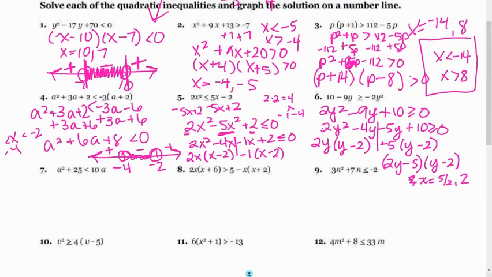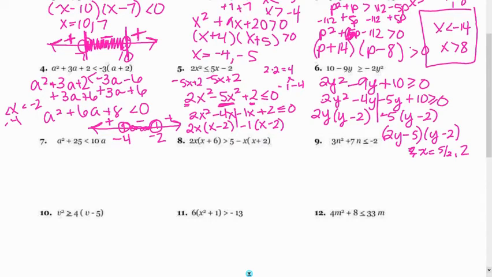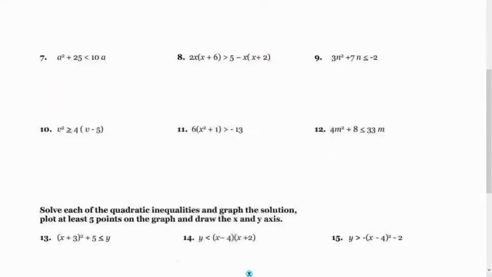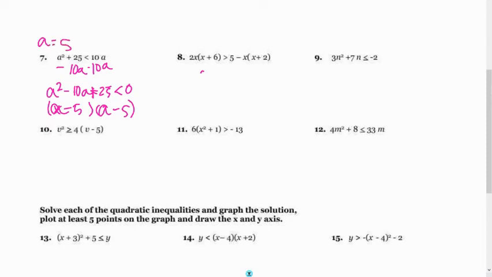I want to make sure we talk about number 7. You need to subtract 10a from both sides. And you get a squared minus 10a plus 25, it's supposed to be a plus, is less than 0. When you factor this, you get a minus 5. I wrote x, but I meant a minus 5. So your zeros are that a equals 5 only.